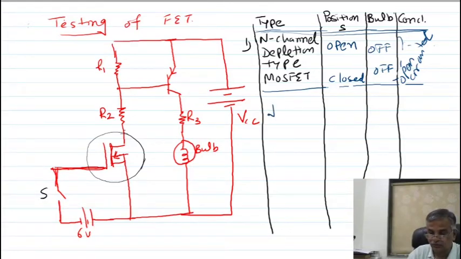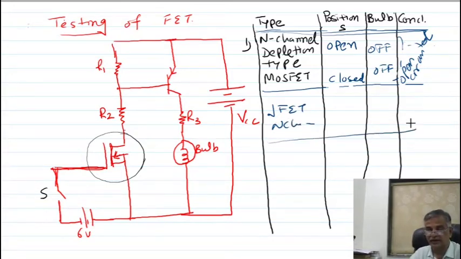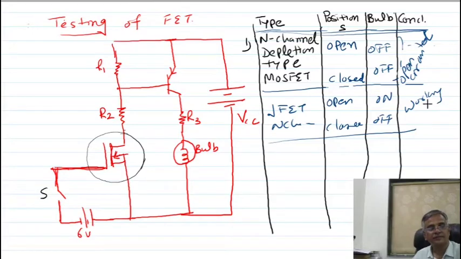Same circuit can be used for a JFET. Same circuit can be used as an N channel JFET. For N channel JFET, same thing. When it is open, bulb should be on. When it is closed, bulb should be off. So you can say JFET N channel is working.